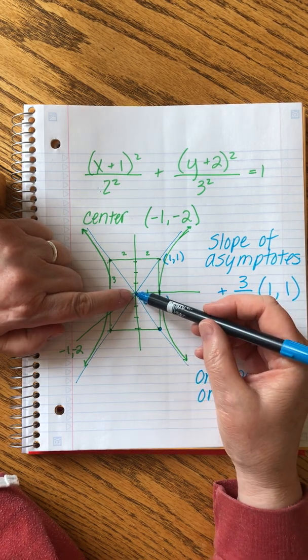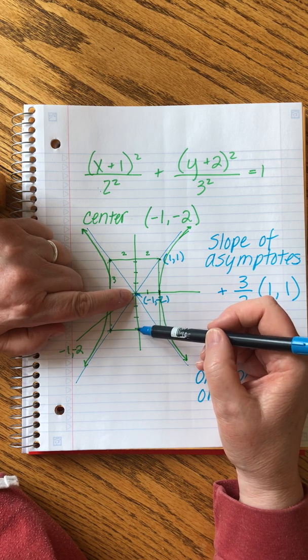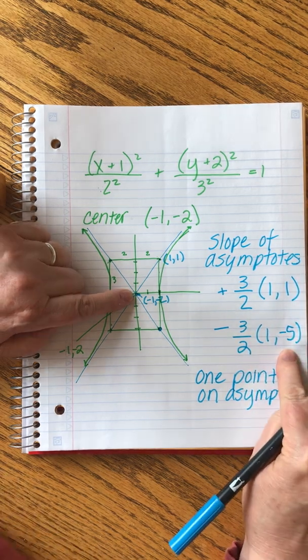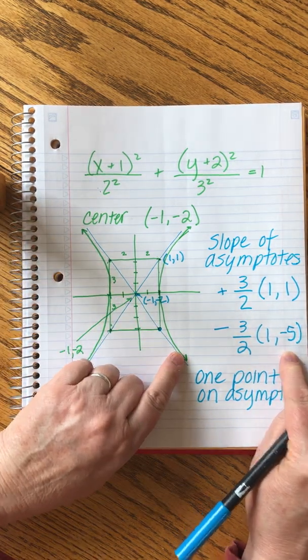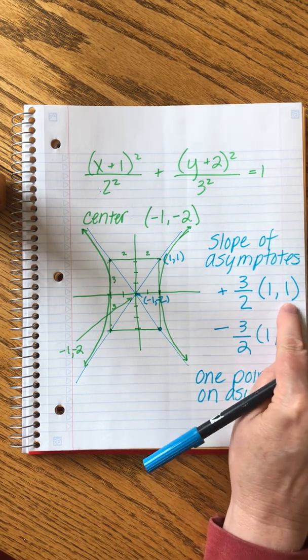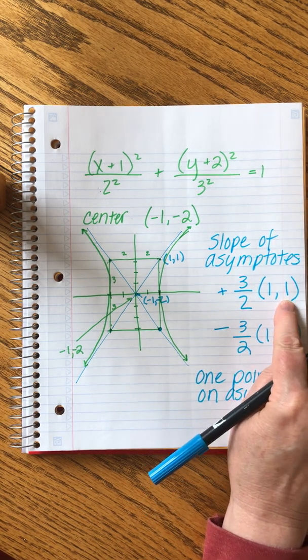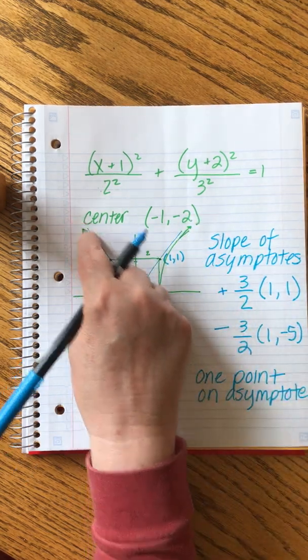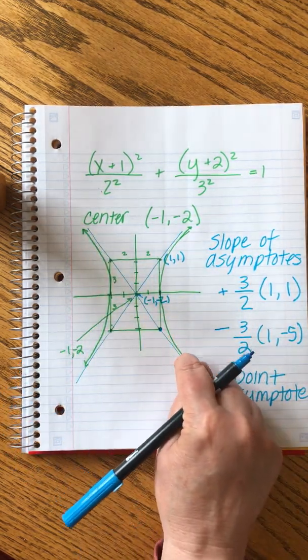This is -2, so we have to go 3 further down: -3, -4, -5. So that will be the point associated with our negative asymptote. Notice how I carefully matched the slopes with the point, right? The upward slope is at that point. The downward slope is at that point.